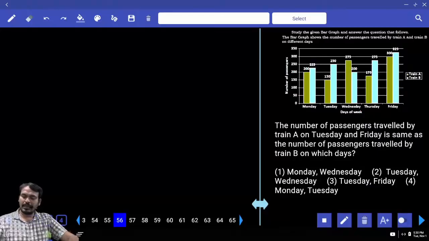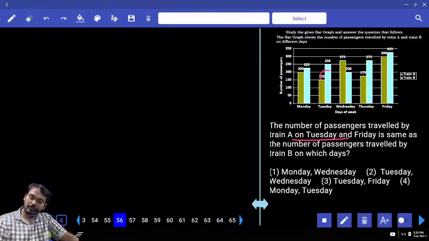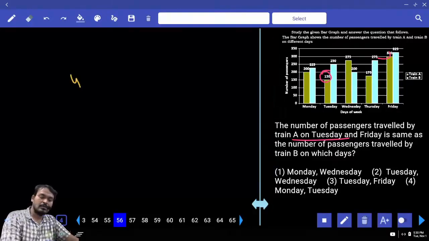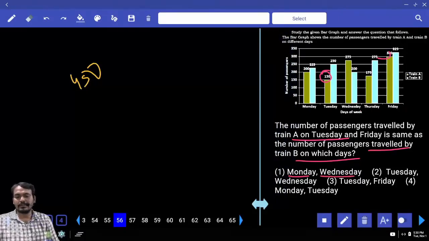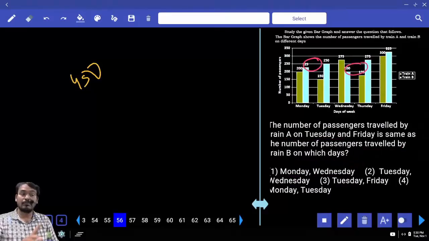First of all, what is the A value on Tuesday? A value on Tuesday 150. A value on Friday 300. Total it is 450 or not? The same 450 sum will be equal to the sum of the B values on which days or not? What is the first option? Monday and Wednesday. What is the B Monday value? 225. Wednesday value 200. Both add to 425. But we require 450 or not? First option, no.